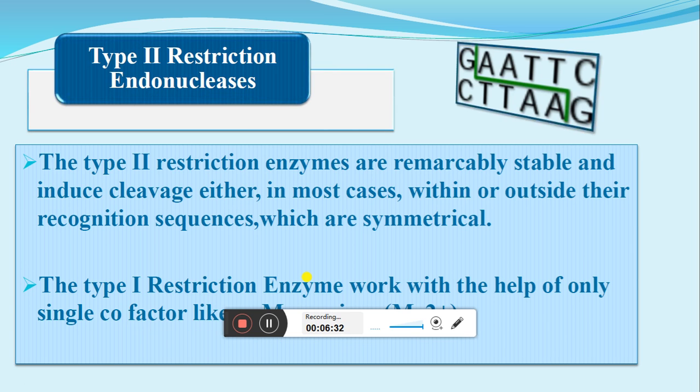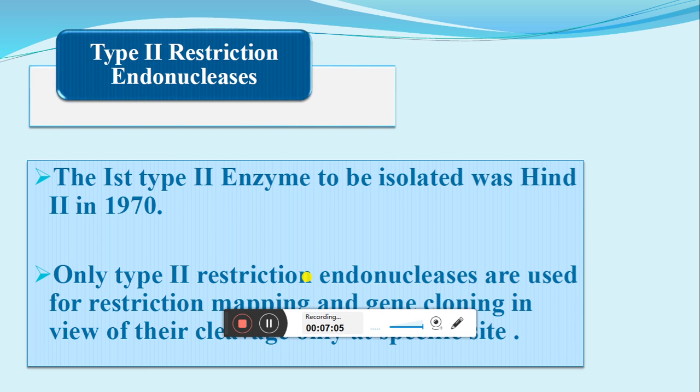The second type of restriction endonuclease is the most commonly used enzyme in the field of molecular biology, in the field of recombinant DNA technology. It is remarkably stable and induces cleavage, in most cases within or outside their recognition sequence, which is asymmetrical. Type II restriction enzymes work with the help of only a single cofactor, magnesium. The type II enzyme was first isolated in 1970.